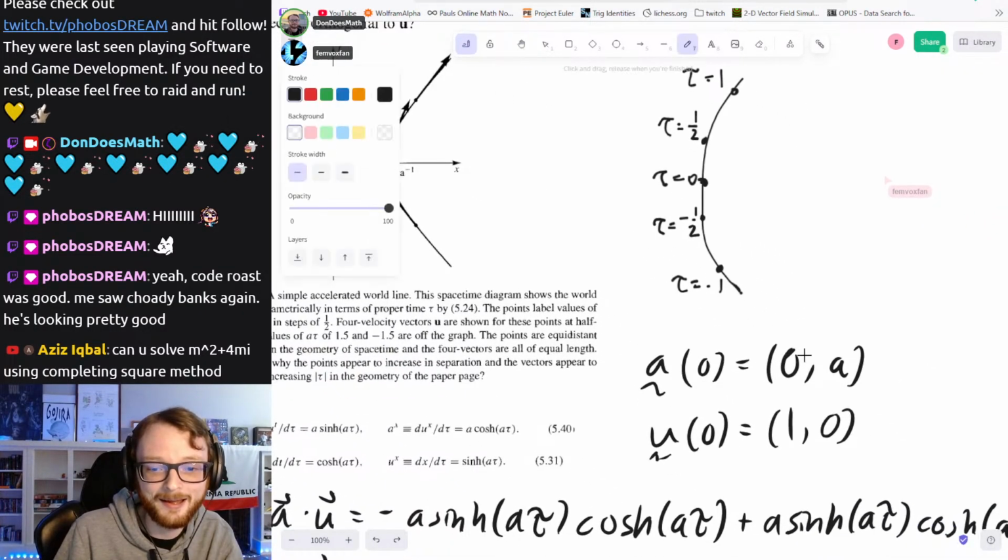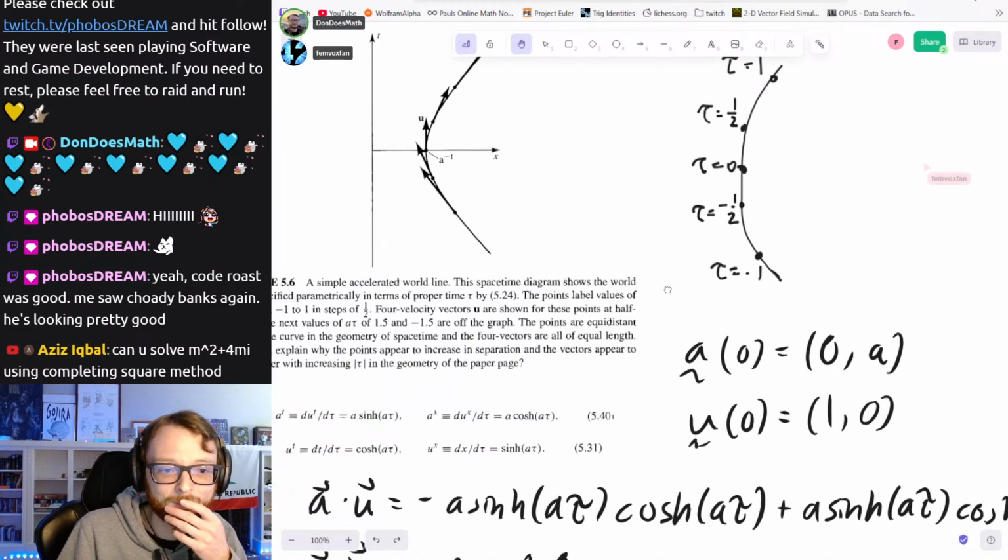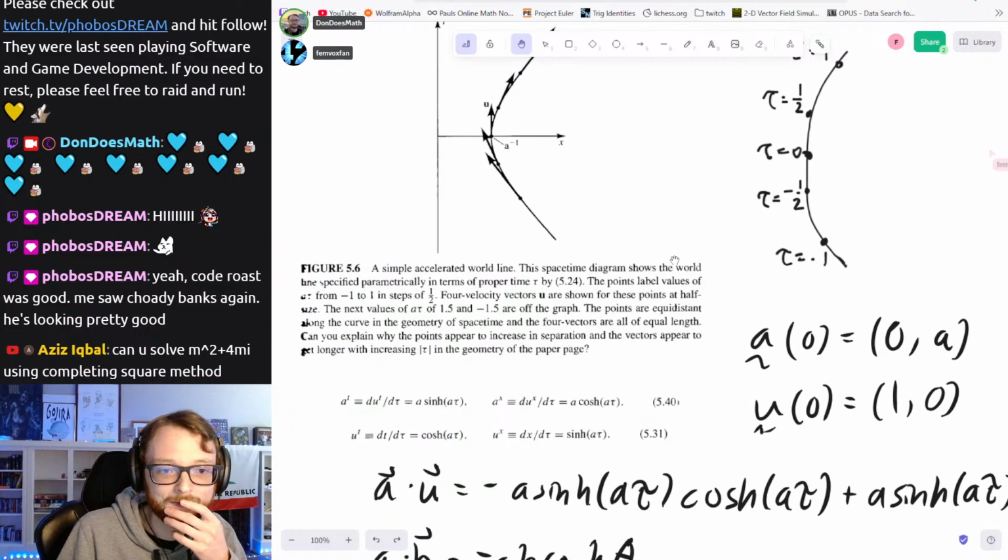So I think this is a good thing. We did get a perpendicular vector, at least for the 0 case. It's length a, which I don't know if that should be big or small, but is it more or less than 1?